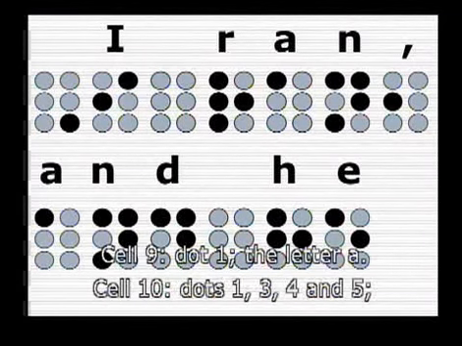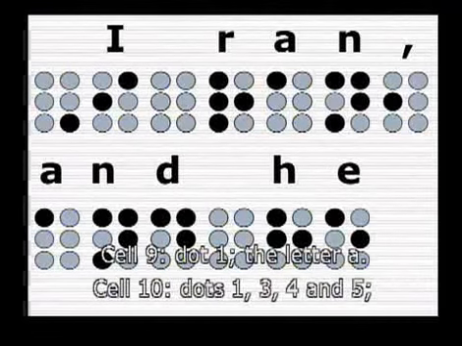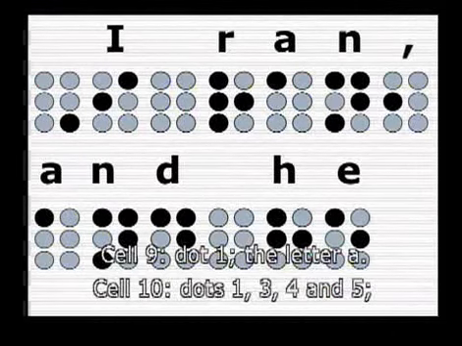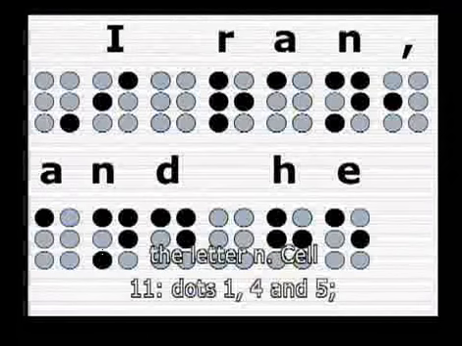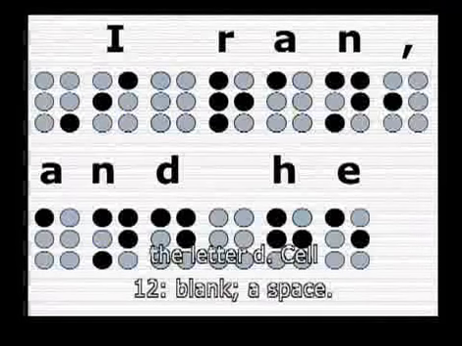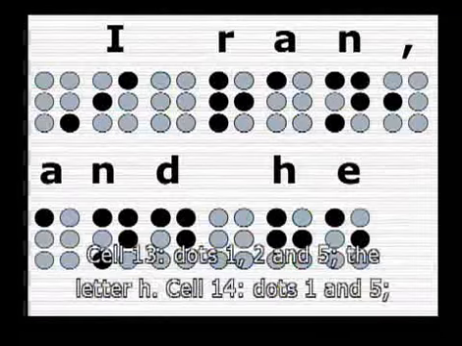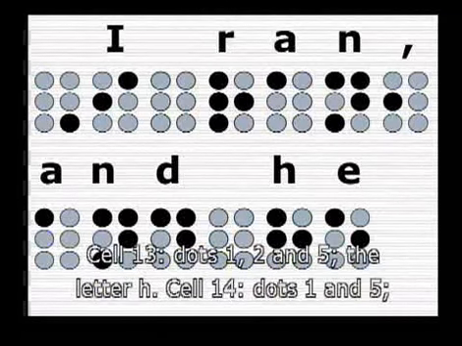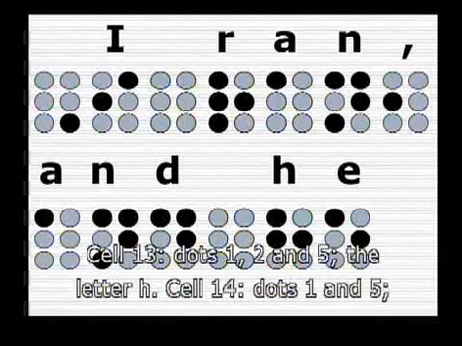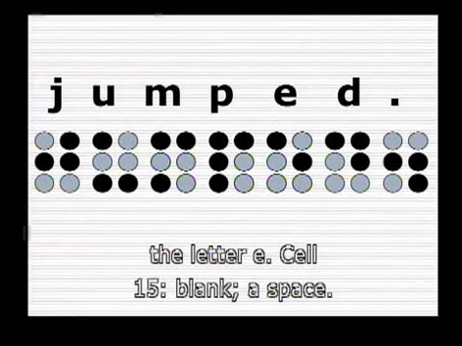Cell 9, dot 1, the letter A. Cell 10, dots 1, 3, 4, and 5, the letter N. Cell 11, dots 1, 4, and 5, the letter D. Cell 12, blank, a space. Cell 13, dots 1, 2, and 5, the letter H. Cell 14, dots 1 and 5, the letter E. Cell 15, blank, a space.